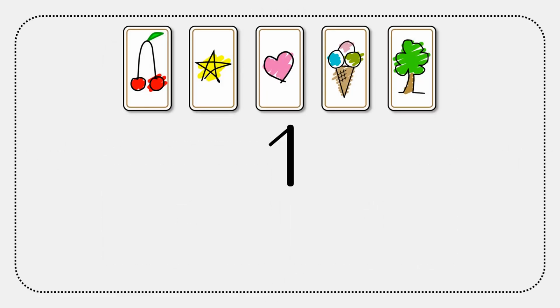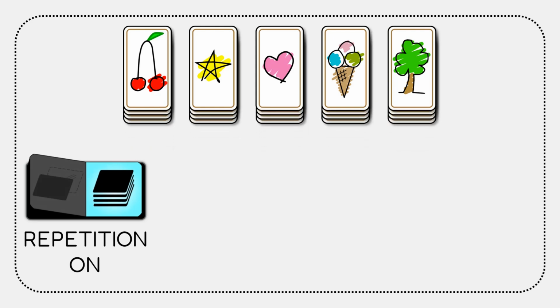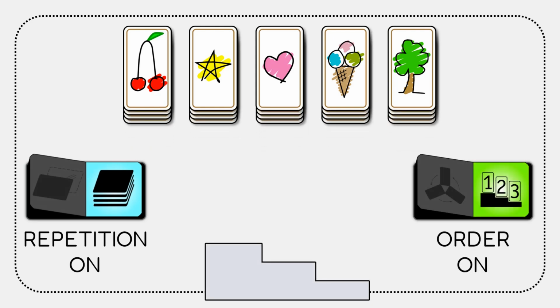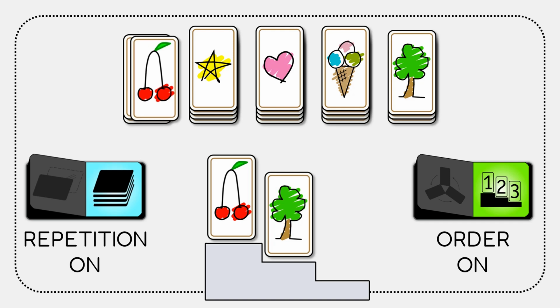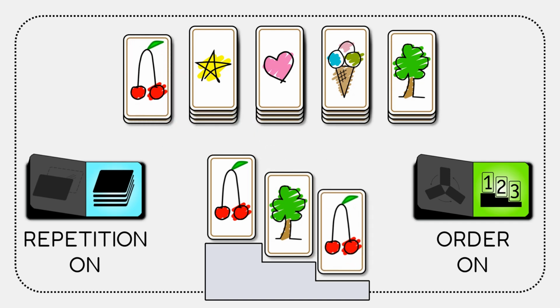Let's start with the first quadrant. We turn on both repetition and order. That means when we draw a card, it goes back into the deck and can be picked again if we want. We'll consider the order in which we pick the cards. How many different selections can we make with these rules?